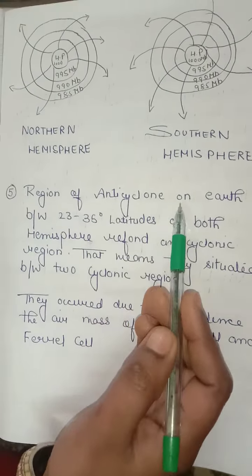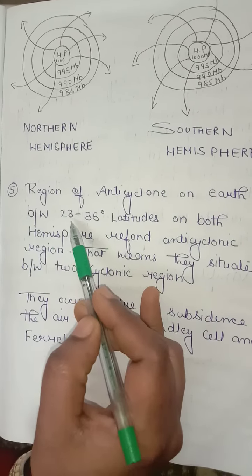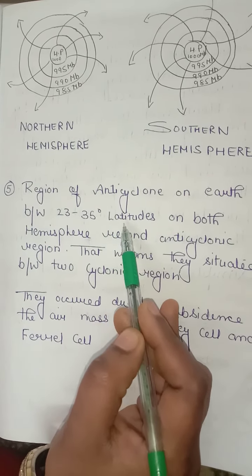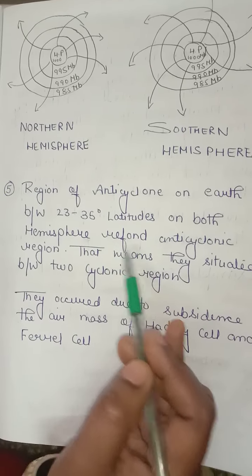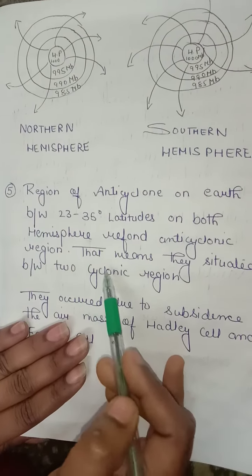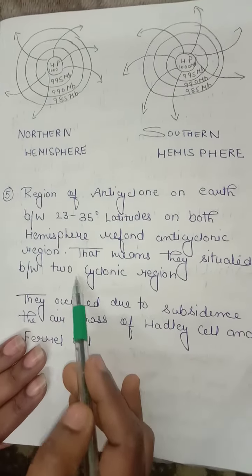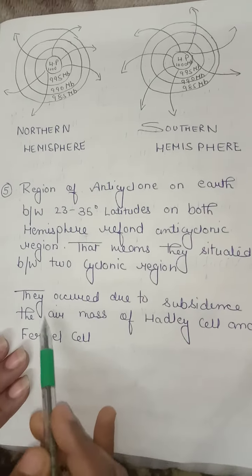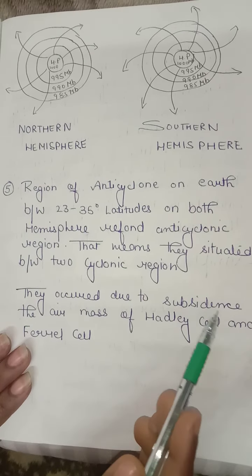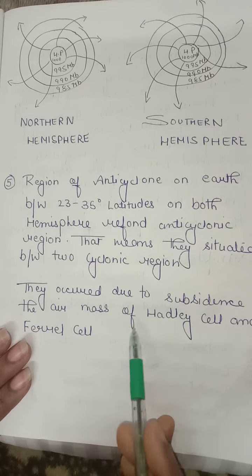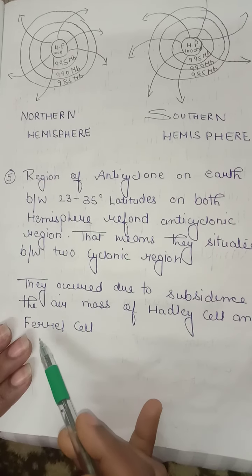Regions of anticyclones on Earth lie between 23 degrees to 35 degrees latitude in both hemispheres. They are reformed anticyclonic regions, that means they are situated between two cyclonic regions. They occur due to subsidence of the air masses of the Hadley cell and Ferrel cell.